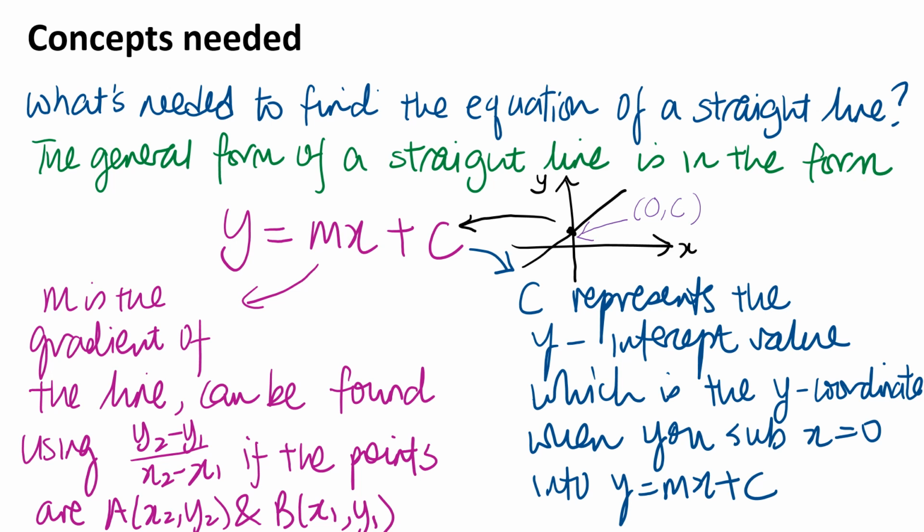Right, so for example, if you have an equation that is y equals to 2x plus 3, and if you substitute x equals to 0, y will be 3. And this y equals to 3, this 3 will represent the value for c. That means the point will be 0, 3 on the y-axis.